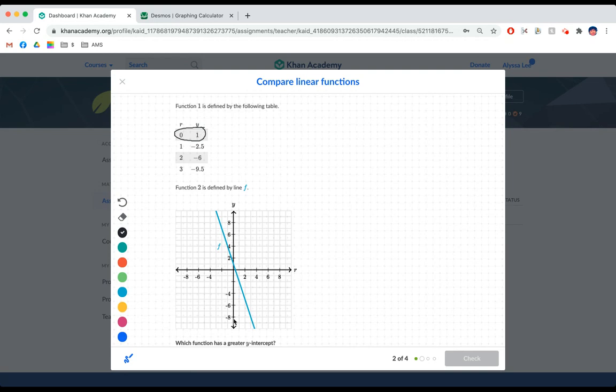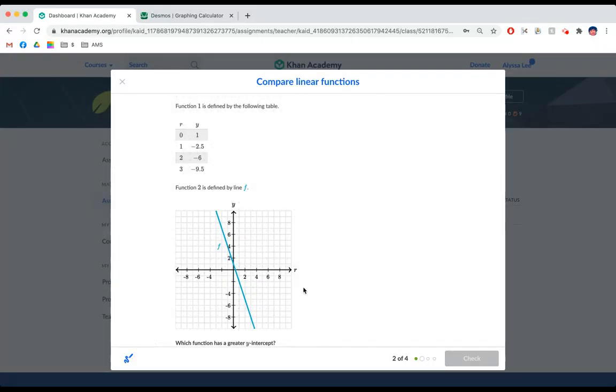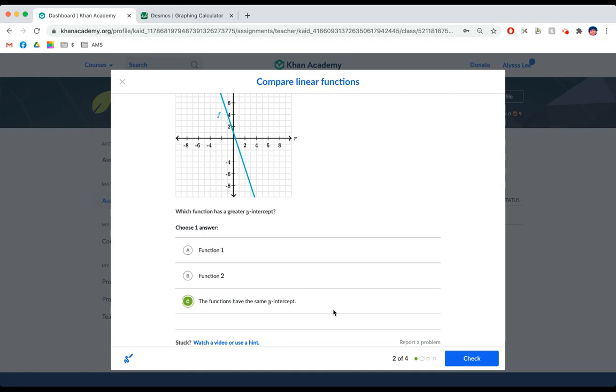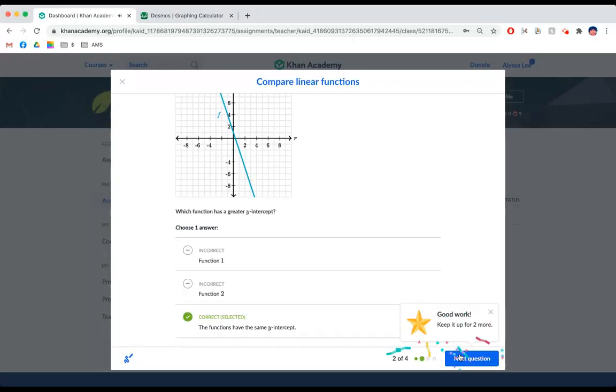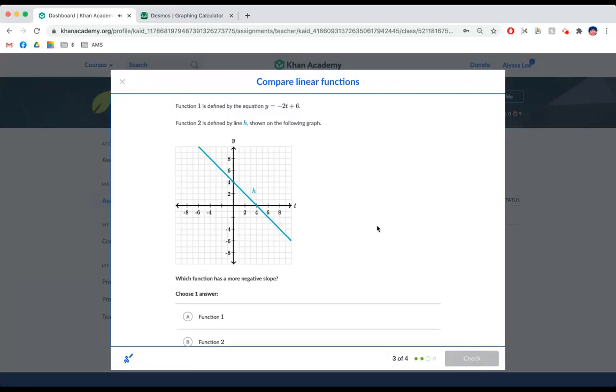Visualize it on the graph. Whenever you're on the y-axis, you always have an x value of 0, and then the y value moves up and down. So this y-intercept is 1. And then we also have on this graph, again, it's a different graph, also a y-intercept of 1 as well. Okay, so this is actually the same. We have the same y-intercept.